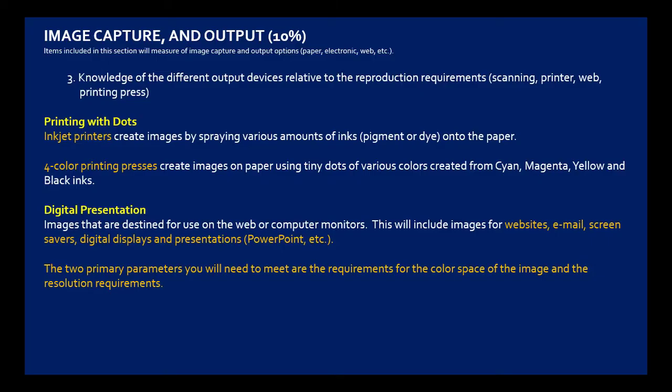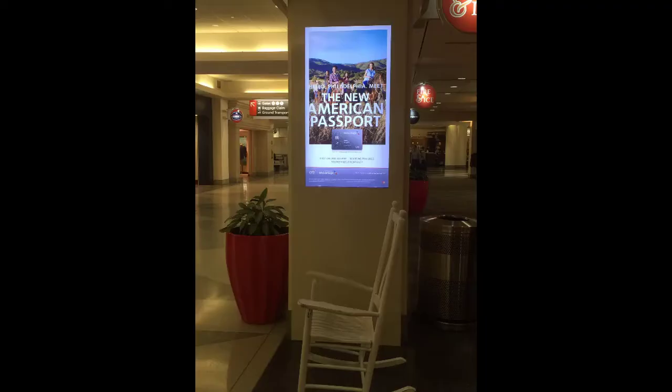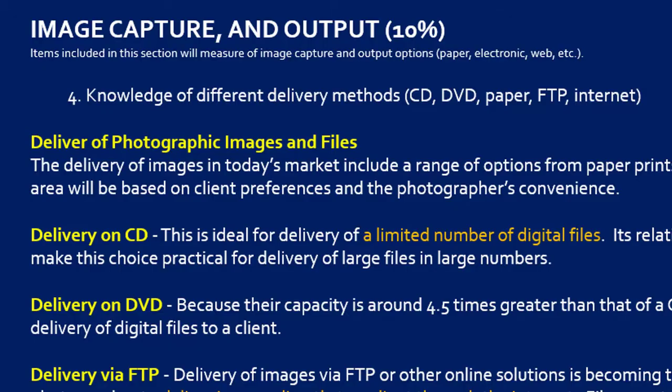The two primary parameters you will need to meet at the time of delivery are the requirements for the color space of the image and the resolution requirements of the image. Number 4 says, knowledge of different delivery methods, including CD, DVD, paper, FTP, and Internet.